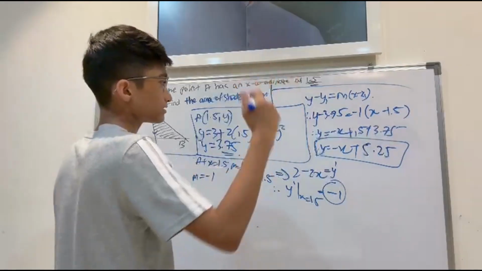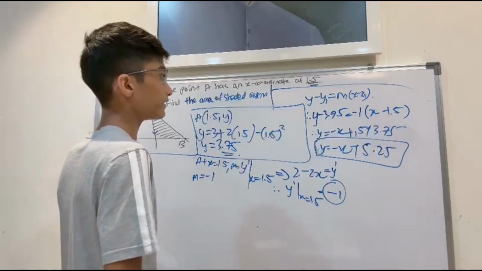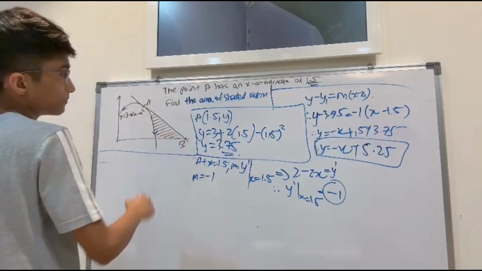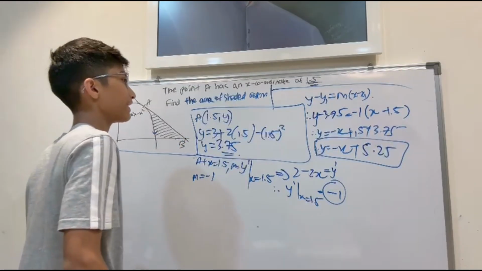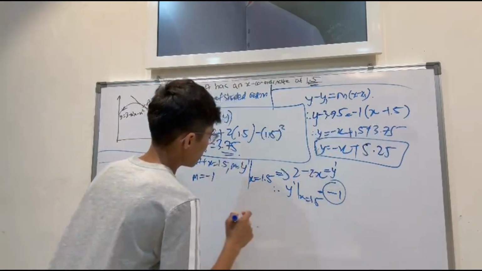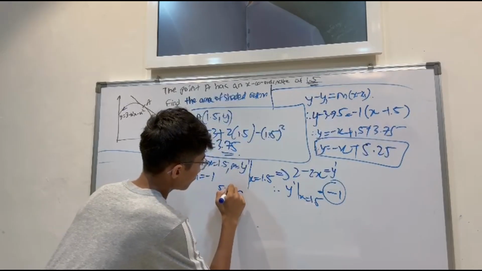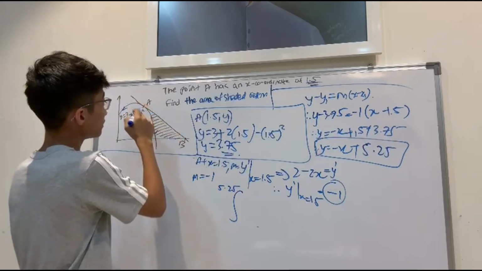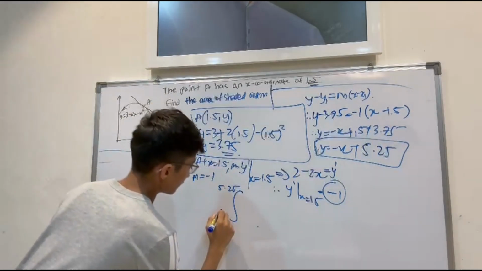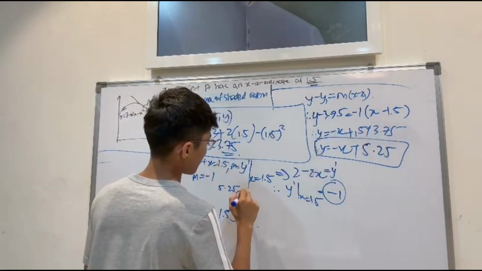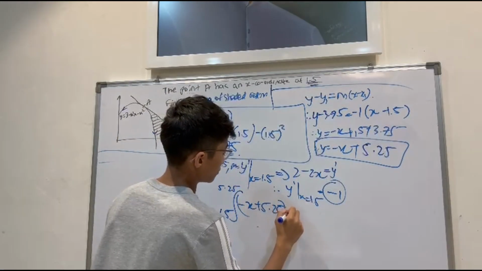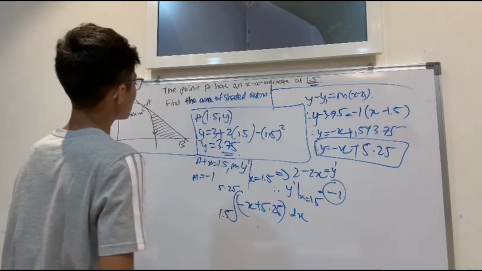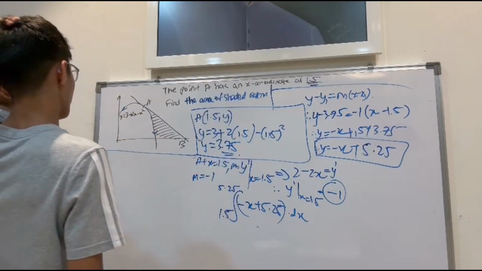So we basically just integrate it. We need the coordinates of B, of course. At B, the value of y is 0. So we get x as 5.25. So the limits would be 5.25 to the x coordinate of A, which is 1.5, of minus x plus 5.25 dx. This is the area under the whole line.